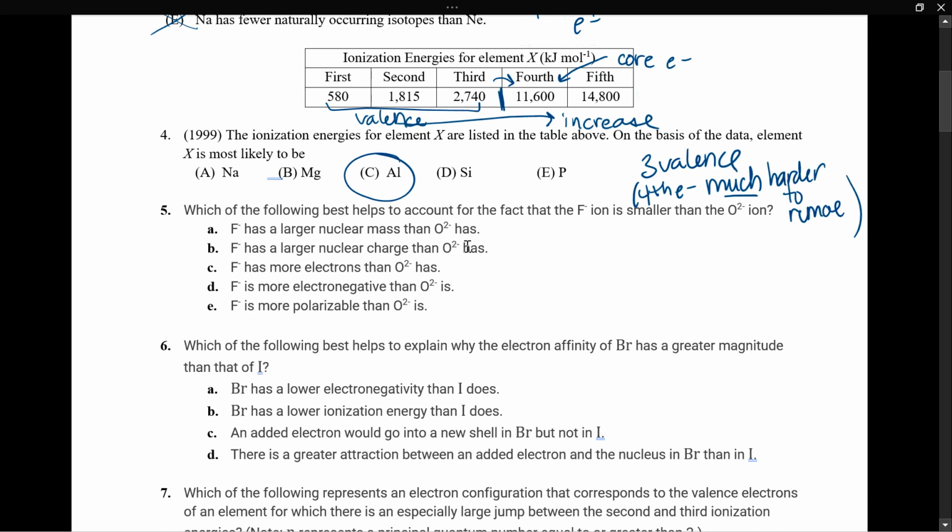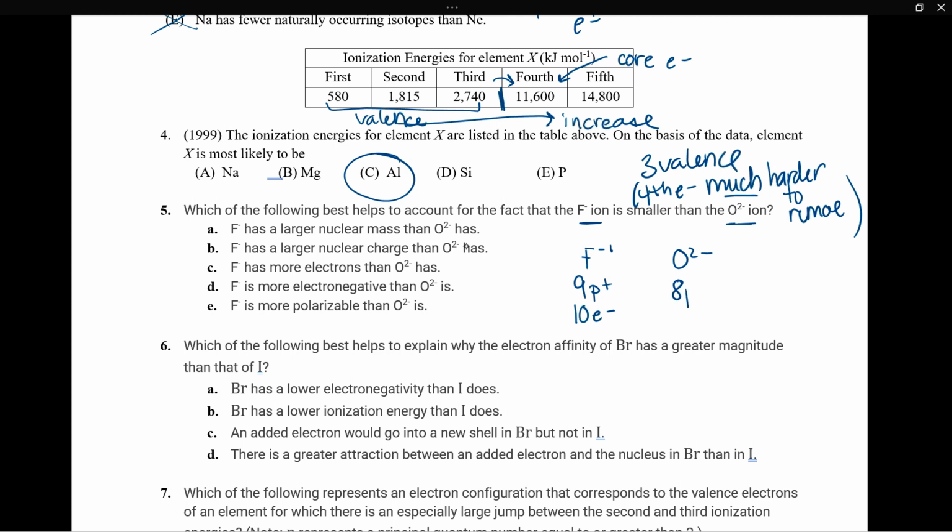And let's look at fluorine versus oxygen. What helps to account for the fluorine ion being much smaller than the oxygen ion? Let's take a look at those. So F-, fluorine has 9 protons, and it would normally have 9 electrons, but it gained 1, so now it's got 10 electrons. Oxygen has 8 protons, and it also has 10 electrons. So these two species are what we call isoelectronic. I'll just throw that word out there for you. That means they've got the same electron configuration.